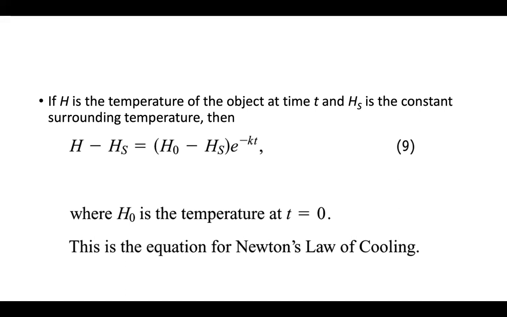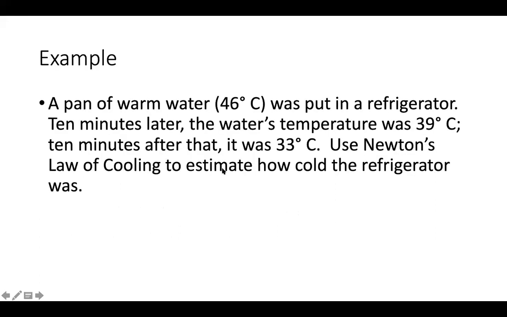And actually, this is really just a special case of the decay formula, because the initial value of that temperature difference would be this H0 minus H sub s. And then that temperature difference at any time t would be this. So this really is just a special case of y equals y0 times e to the kt. All right, so here's an example, and then we'll be done with this section.